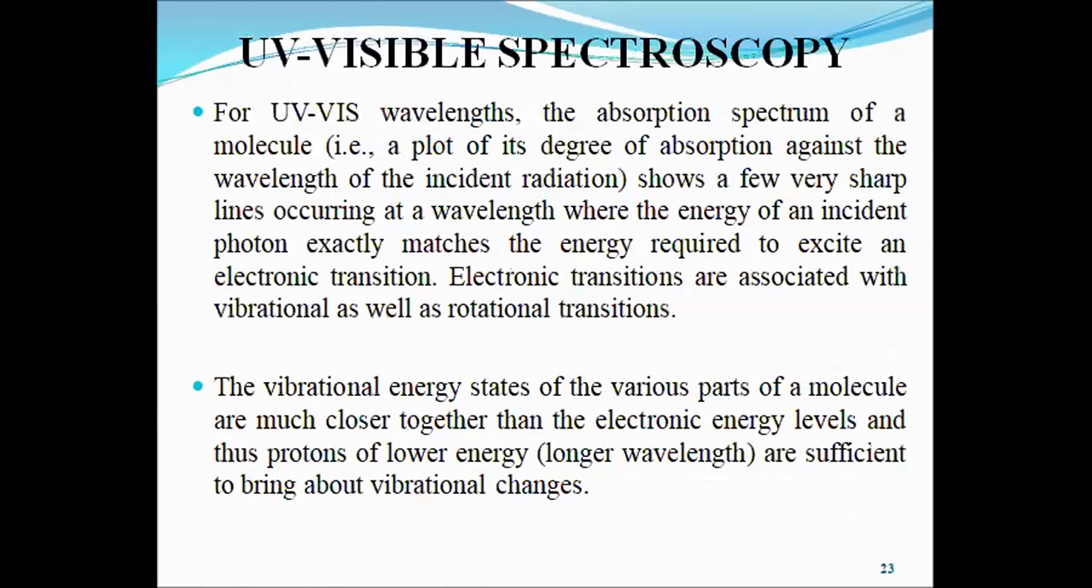The absorption for UV visible shows few sharp lines. The lines occur at a wavelength where the energy of an incident photon matches the required energy which is needed to excite a molecule from its ground state to the excited state. The electronic transitions are also associated with vibrational and rotational transitions, and it is for this reason that broad peaks in UV spectroscopy are obtained.